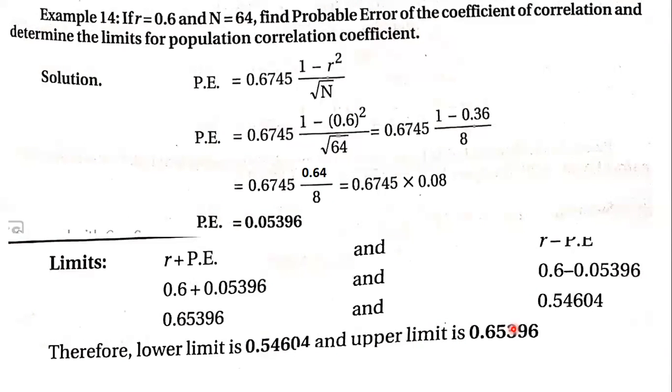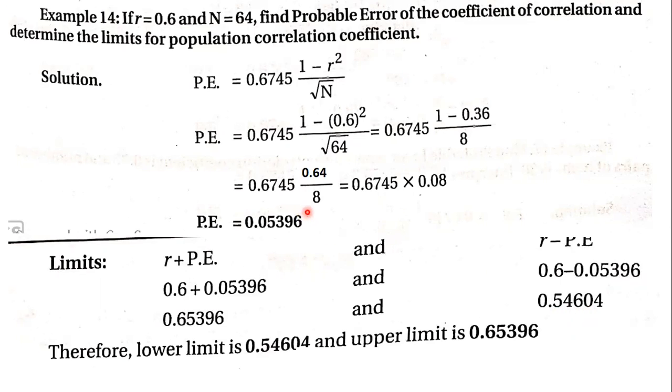So first, for determining limits, we consider the correlation coefficient plus the probable error. On the other side, we will again consider the correlation coefficient minus the probable error. So here the limits will be 0.6 plus 0.05396, which gives me 0.65396, and on the other side 0.6 minus 0.05396 will give me 0.54604.